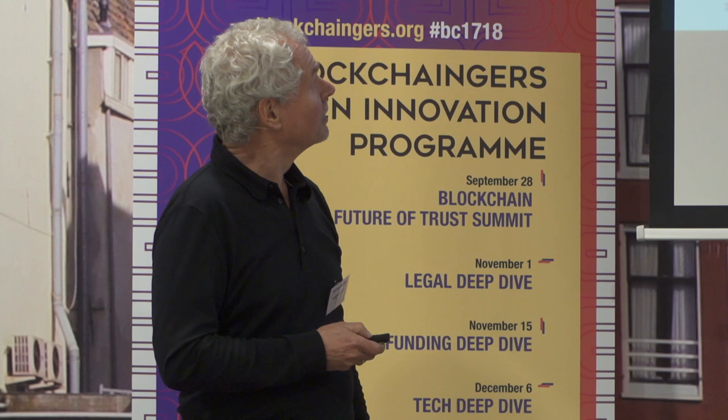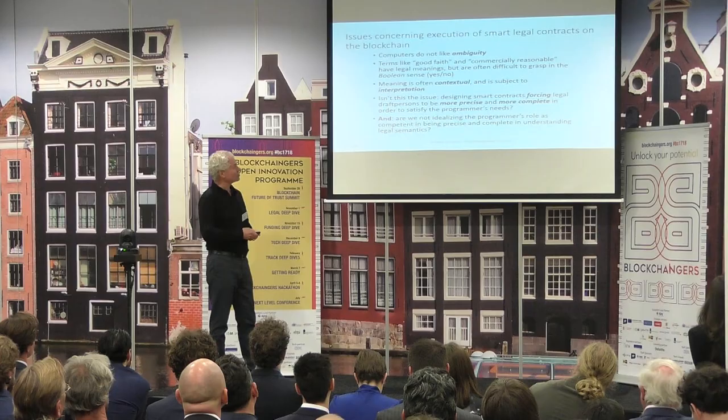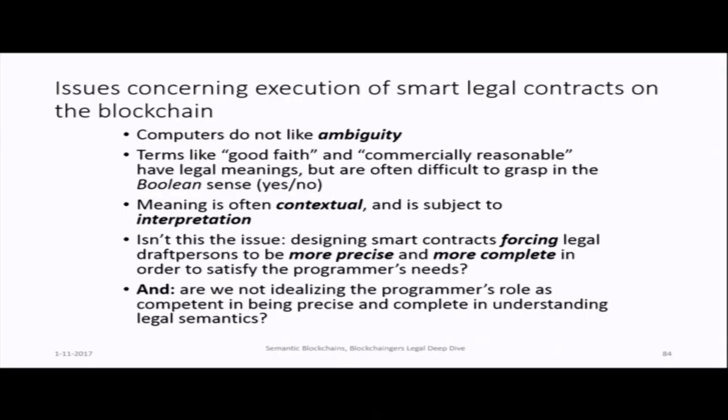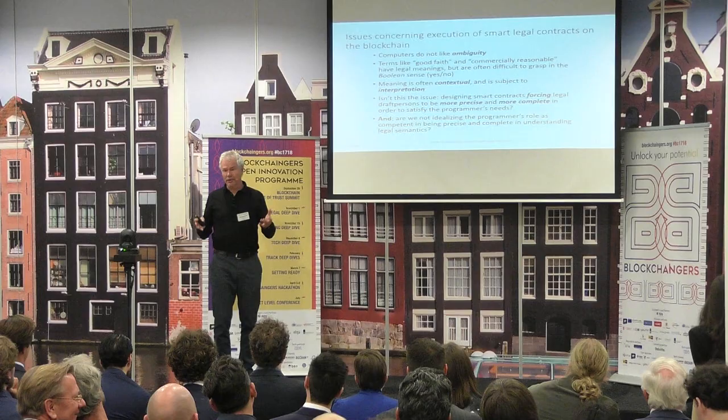What are the issues? Computers do not like ambiguity. Terms like good faith and commercially reasonable have legal meanings, but they're extremely difficult to grasp in the realm of a computer, which is a Boolean thing. It's a yes-no thing. Meaning in a legal contract is often contextual and subject to interpretation. So how do you interpret a certain phrase in a contract? The computer wants to interpret it in one way. If there are different interpretations, you have to list all of them and mention in which context which interpretation is applicable. So the legal draftsperson, when designing smart contracts, has to be more precise and more complete in order to satisfy the programmer's needs.